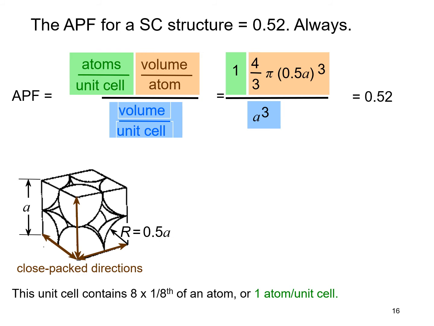What does this mean? Well, we've fully defined our structure and our model. I see it in two ways. 52% of the volume of this unit cell is atom material, or you could say 48% of the volume of this unit cell is not atom material.